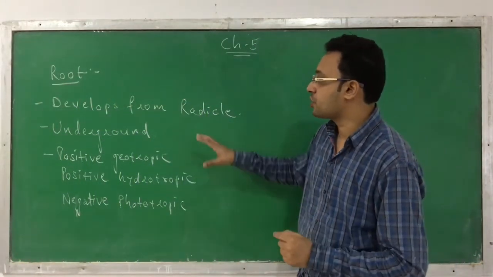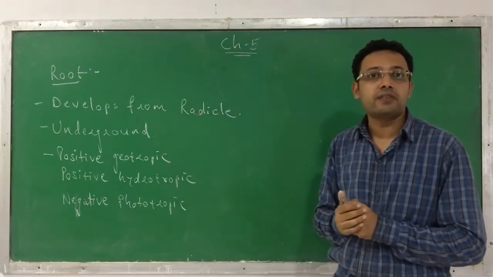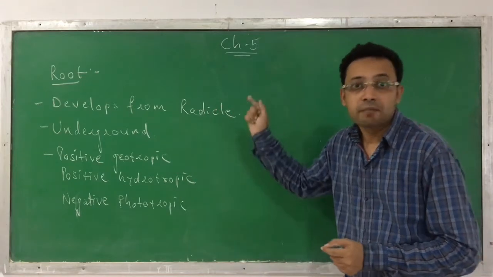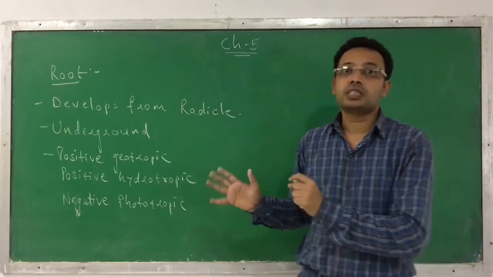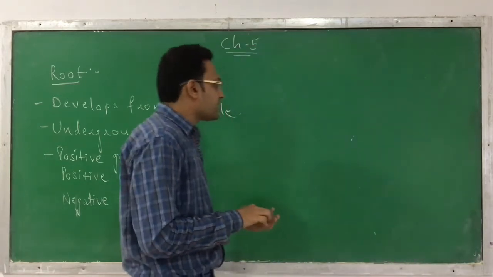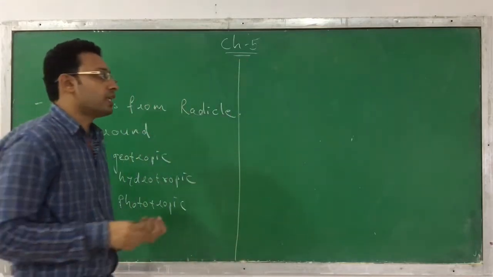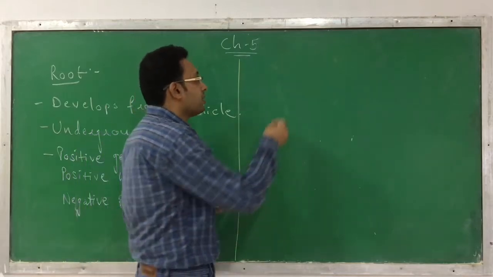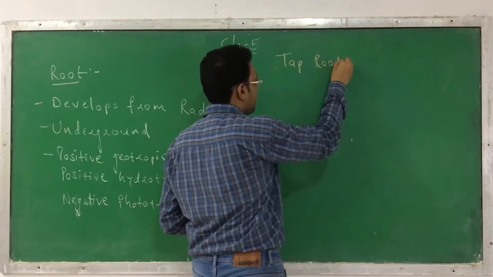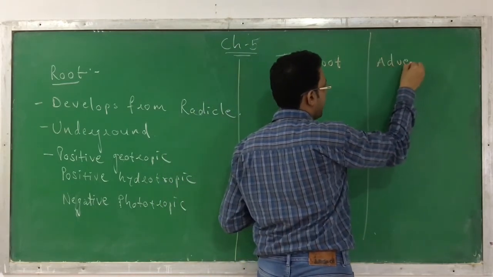So this is the introduction. Root develops from the radicle. It is an underground portion of a flowering plant. It is positively geotropic, positively hydrotropic, but negatively phototropic. So these are the different characteristics of a root. If you look at the kinds of roots, there are two types. If you observe the flowering plant, two types of root can be observed. The first kind of root is called the taproot, and the other kind of root is called the adventitious root.